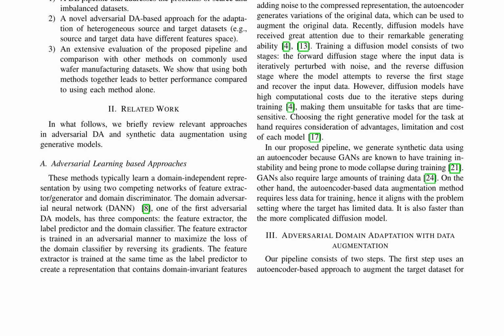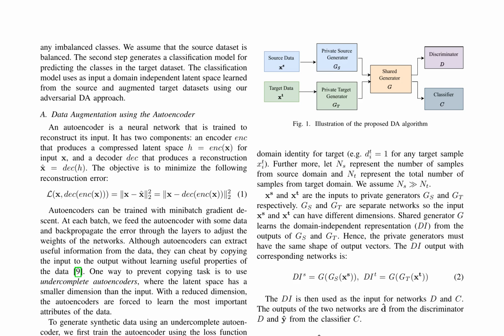This approach supports heterogeneous domain adaptation where data from two domains can have different dimensions or different numbers of features. The proposed pipeline is evaluated using image data for wafer manufacturing, showing superior performance against other algorithms when the number of labeled samples in the target dataset is significantly small and the target dataset is imbalanced. Here is a combined summary of the 2 pages.